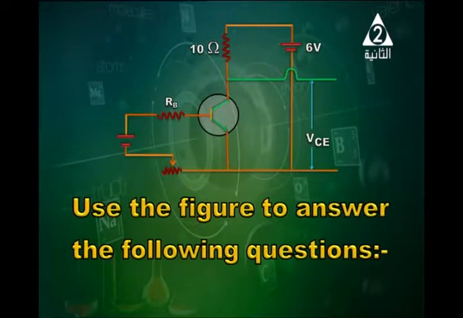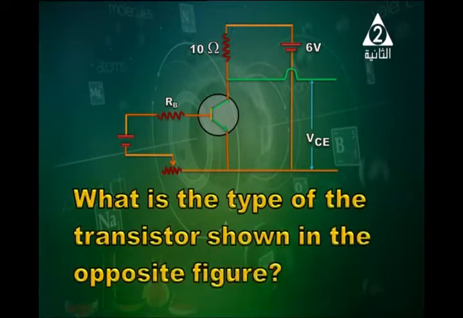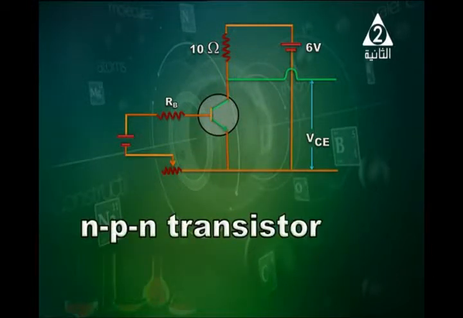Another type of questions is about the transistor. Okay, use the figure shown in front of you to answer the following questions. What is the type of the transistor shown in the figure? Okay, you can determine the type of the transistor from the arrow on the emitter. So it must be an NPN transistor.